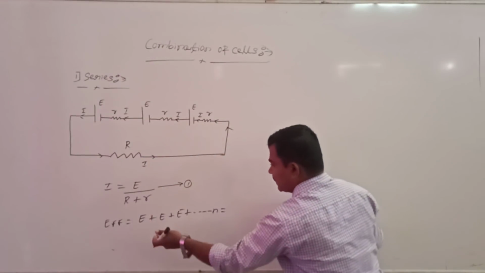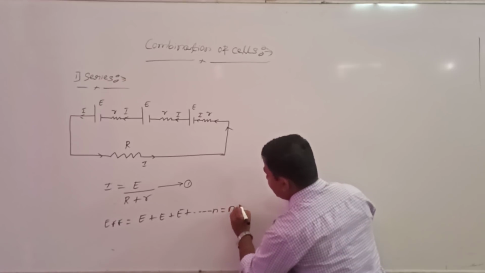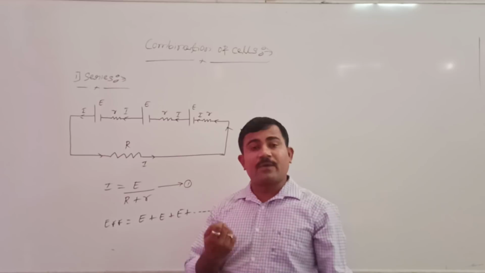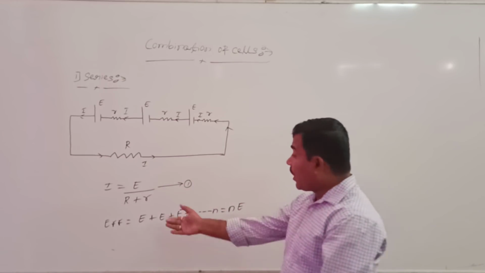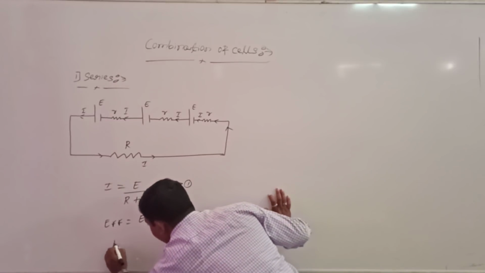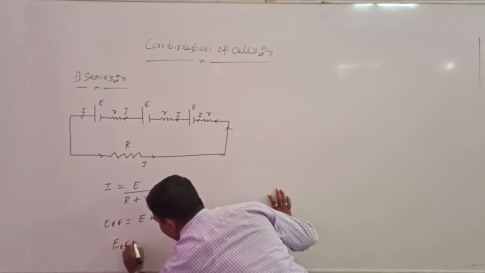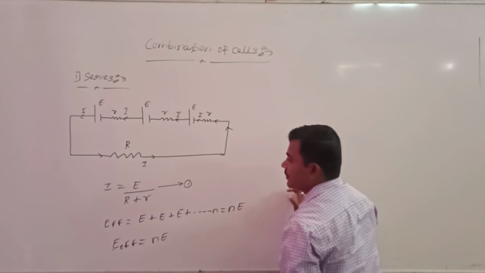Then for n cells, how to write the effective EMF? For n cells, the effective EMF is equal to n into E. What is n? The number of cells. And E represents the EMF of a single cell. So the effective EMF is equal to n into E.